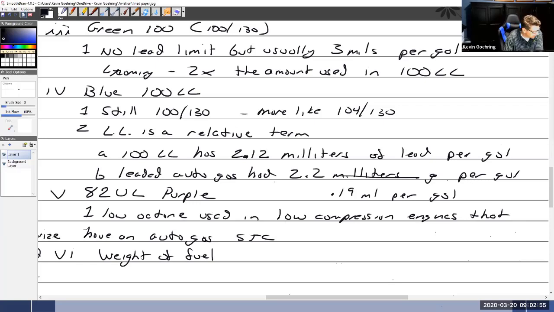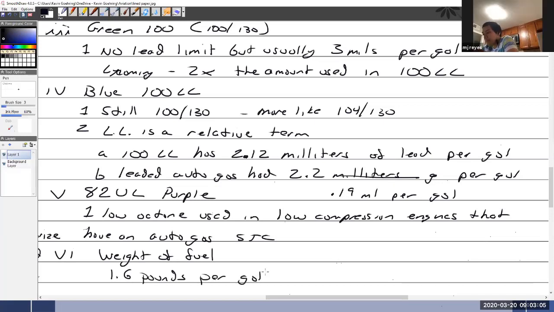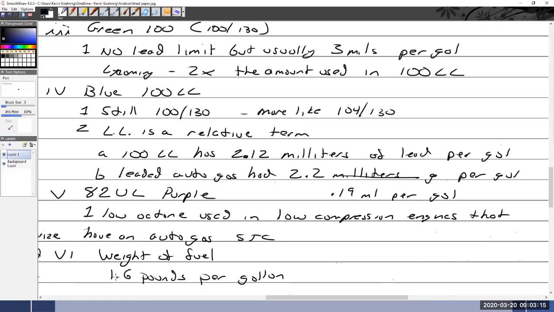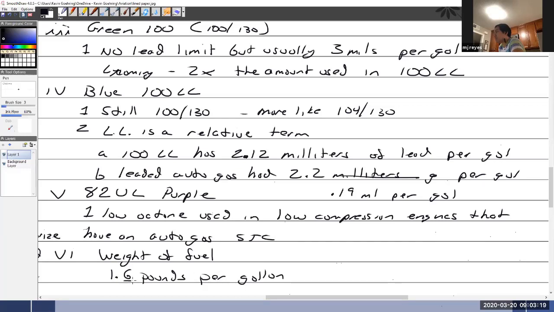So, all right, weight of fuel, it's 1.6 pounds per gallon. No, I'm writing that going, that is so wrong. I thought it was 6.8. No, a gallon is 6 pounds. It's 6 pounds per gallon. Yeah. Sorry.